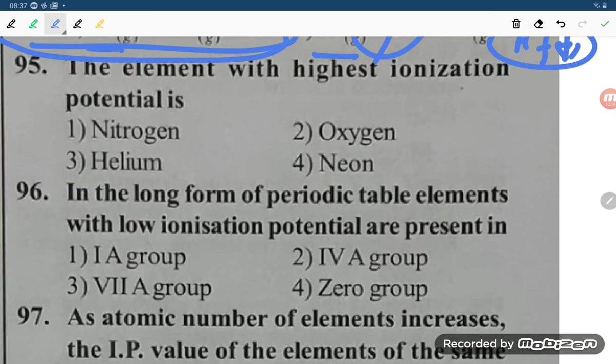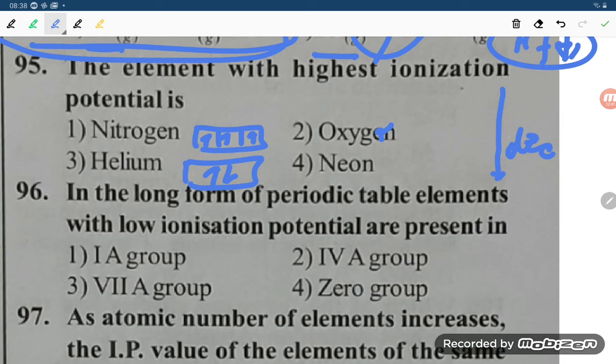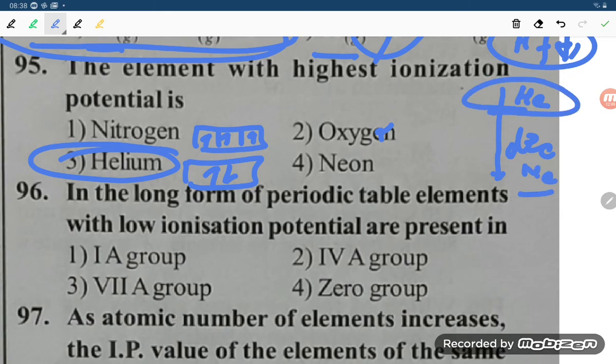Next one: the element with the highest ionization potential is, oxygen? Highest means a stable configuration should be there. Nitrogen has a more stable configuration, and helium is completely filled and stable. Neon is also filled, but top to bottom, IE decreases. So nitrogen cannot be our answer; helium will be our answer, because helium is here and then neon will come. So it has the highest IE. So 95, option number 3 is correct.